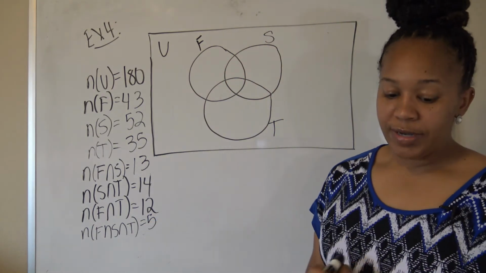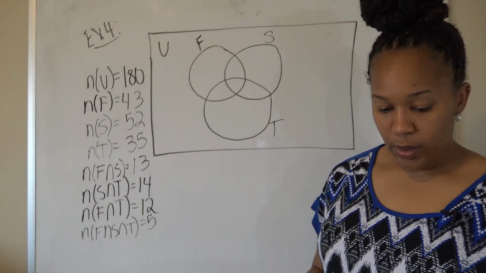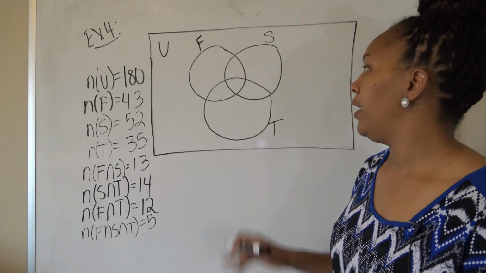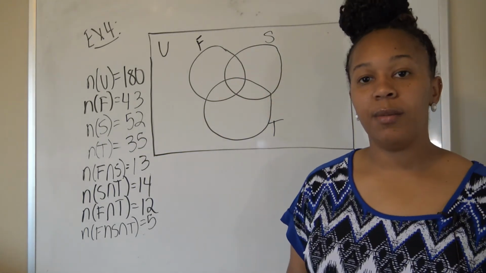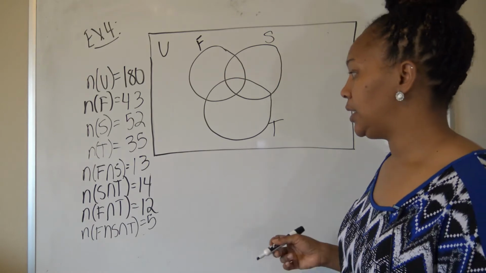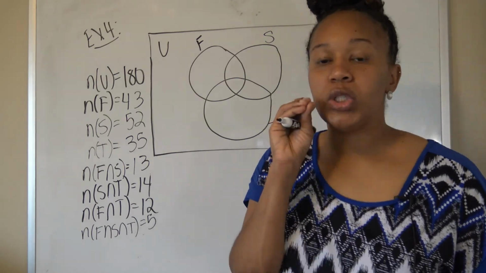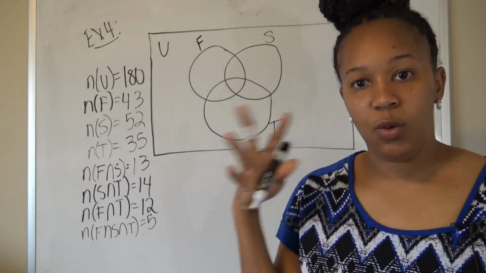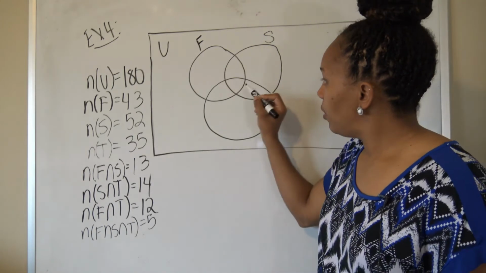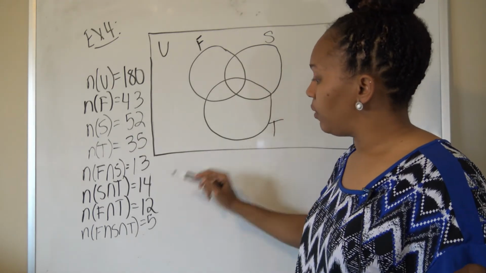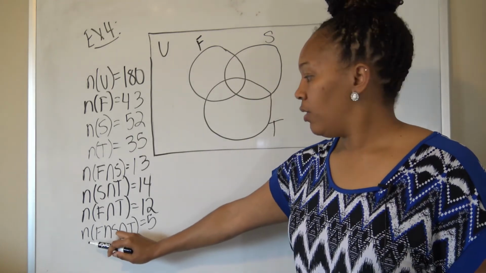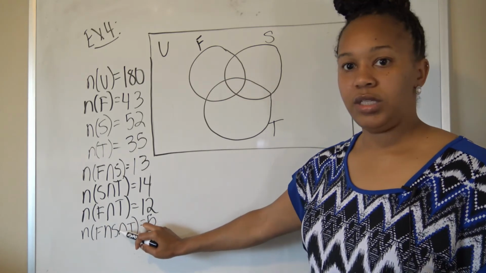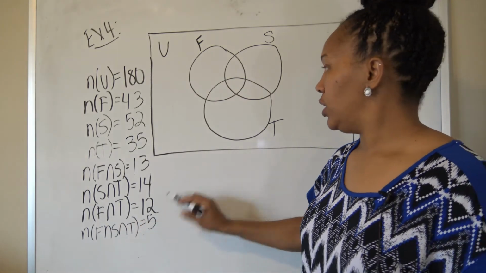Alrighty. So now, before we even answer the questions, we want to just go ahead and fill in our Venn diagram to find the missing pieces. All right. And so remember, you want to start with the innermost part and then work your way out. All right. So the innermost part is the intersection of all 3. And that's what we have here. This F intersect S intersect T, which is equal to 5.